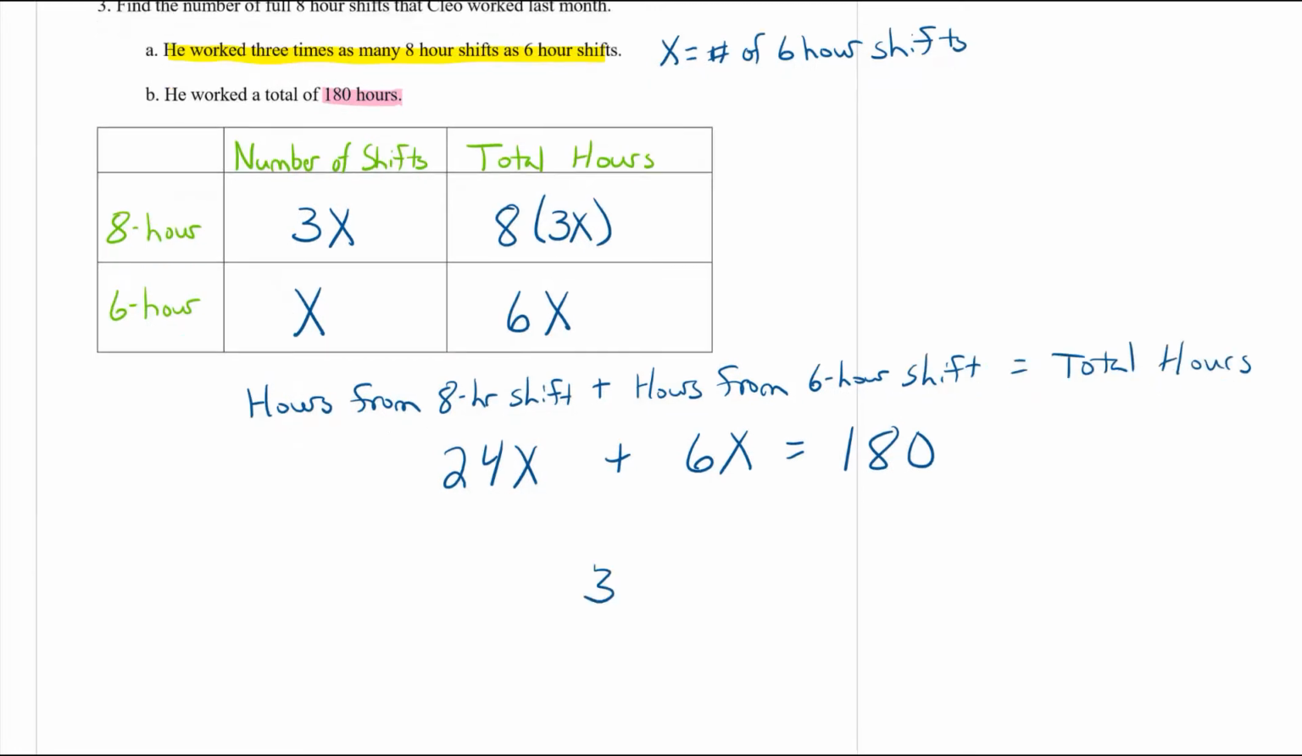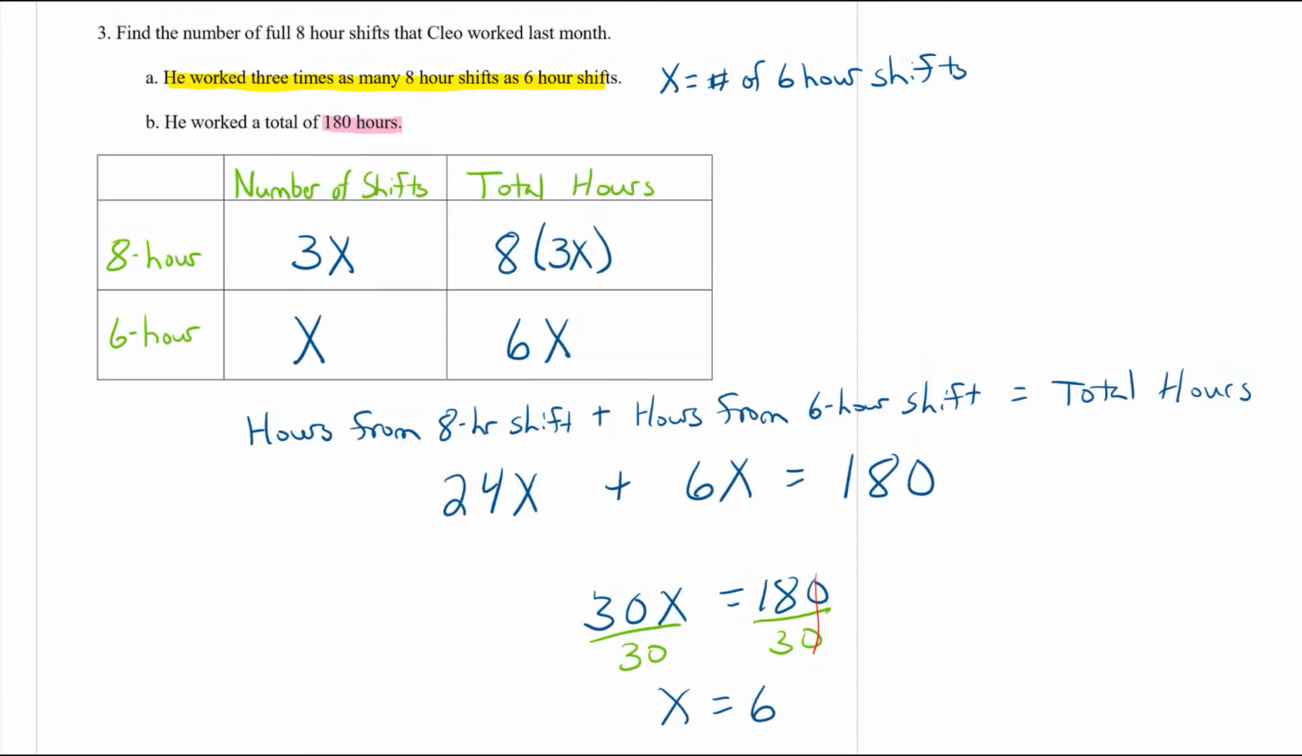So altogether we have 30x is equal to 180. When we divide both sides by 30, as a reminder, we shouldn't be getting our calculator for that, because when those zeros are stacked, we can just cancel those out, and we know that 18 divided by 3 is 6. We wanted to know in this question the number of 8-hour shifts. So that means we're going to have to go back and plug it into the 3x here. So the answer would actually be 18.